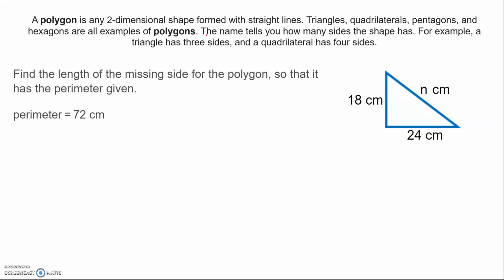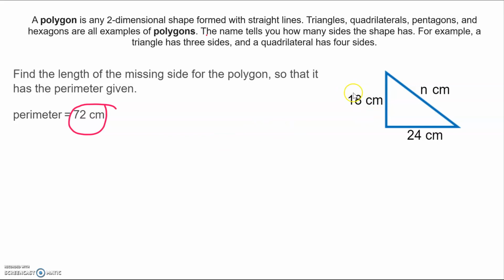So today, I want to show you how to find the missing side for a polygon when you already know what the perimeter is. So let's look at this problem. It tells us, find the length of the missing side for the polygon so that it has the perimeter given. So they gave us the perimeter. The perimeter is equal to 72 centimeters. And they gave us 2 sides, 18 centimeters, 24 centimeters, but there's a missing side. So how do we find the missing side knowing the perimeter and knowing 2 of the sides?